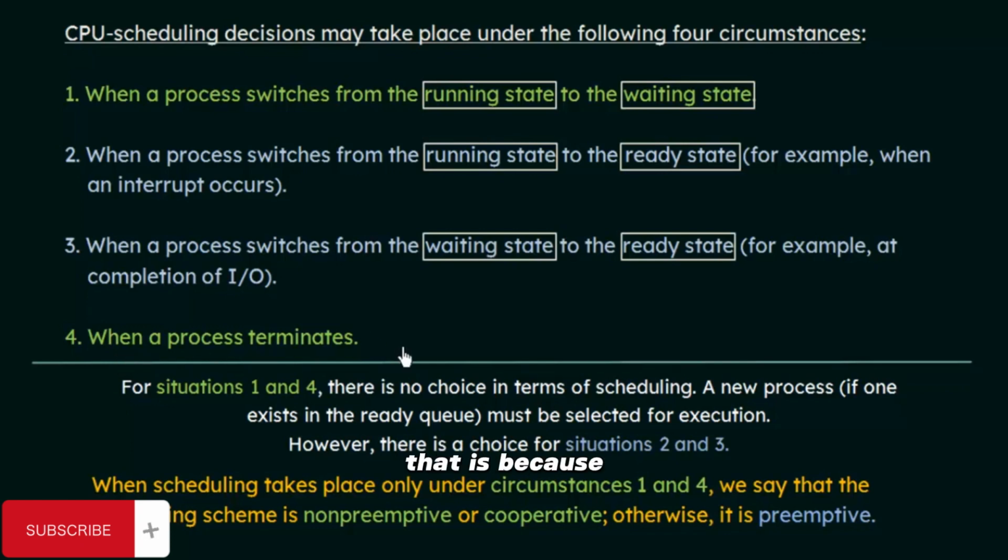That is because the CPU is assigned to some other process only when a process has either terminated or it has gone to a waiting state.